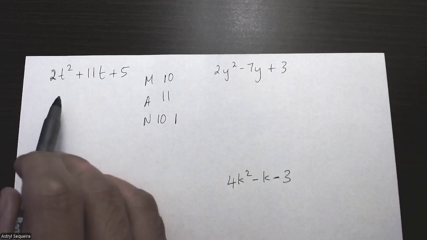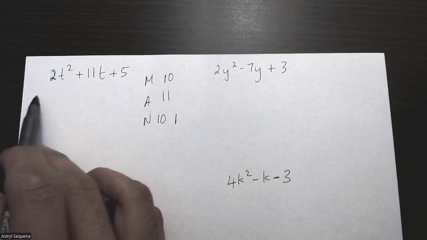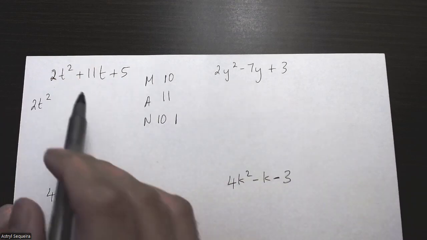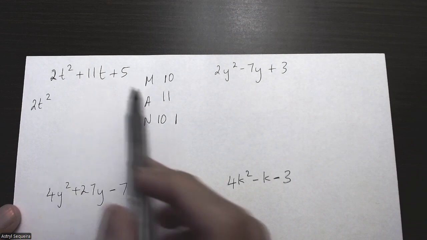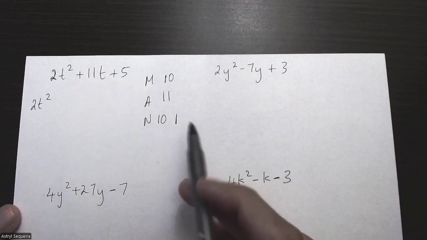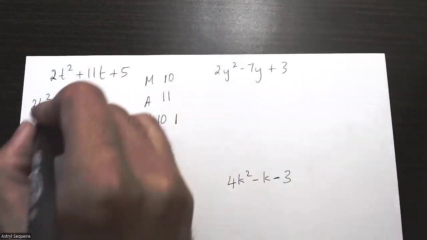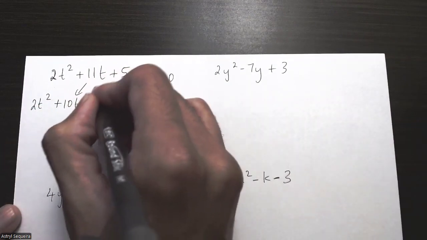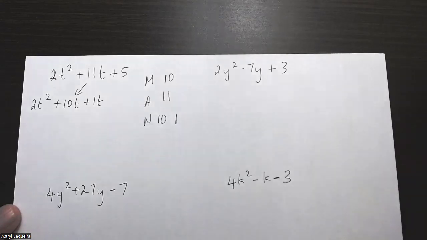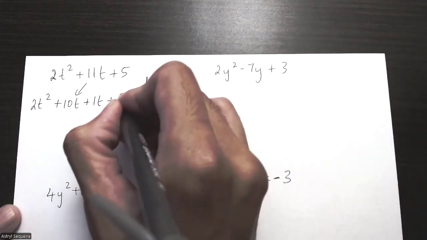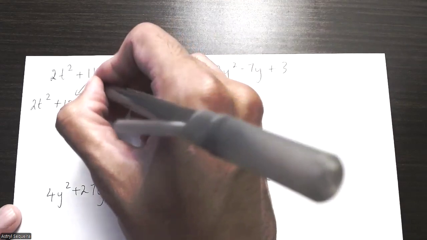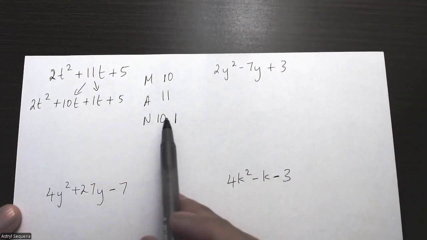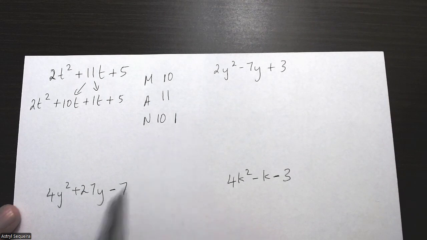So next, what I'm going to do is write the first term the exact same, 2t squared. Then I'm going to break down the middle term into my two numbers. So I'm going to break down 11t into plus 10t plus 1t, which is just t. And then I'll write the plus 5 the exact same. So the middle term, you break this down into your two numbers that you figured out over here.